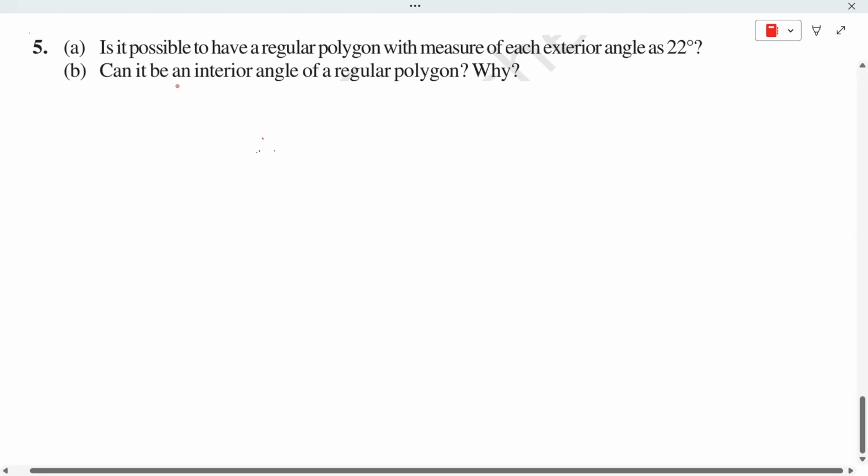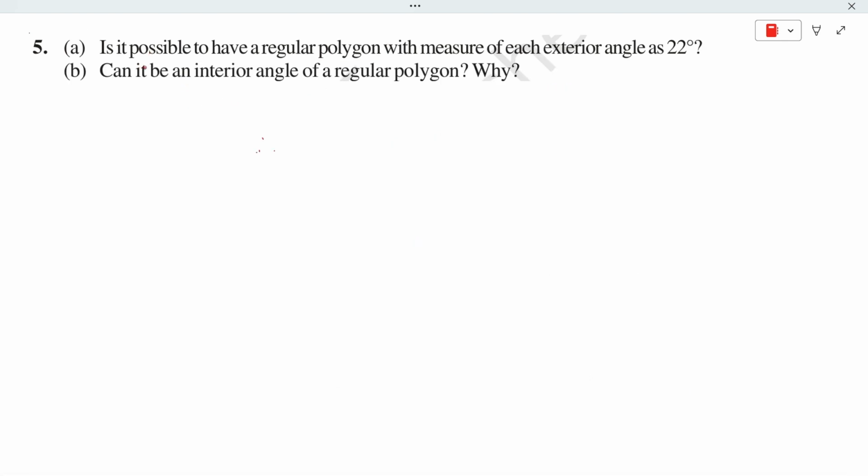5b is a continuation of the 5a question. We already found in 5a that if the number of sides is not a whole number, it cannot be a regular polygon with the measure of each exterior angle as 22 degrees. Now they are asking, can it be an interior angle of a regular polygon? If not, why? So now, if I consider the measure of each interior angle as 22 degrees, I have to check whether it can form a regular polygon.